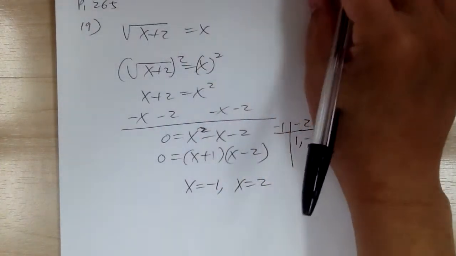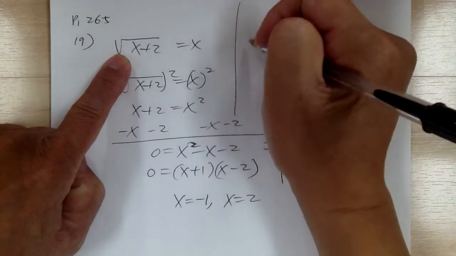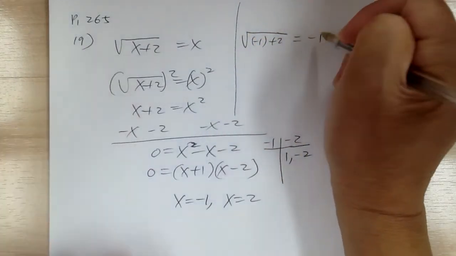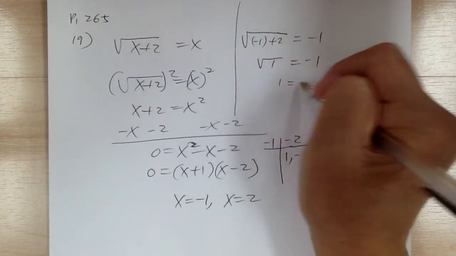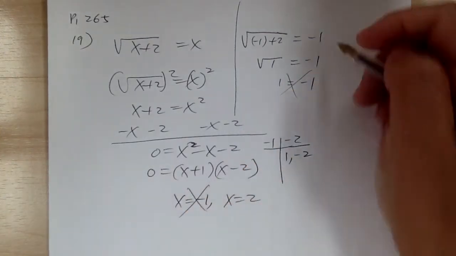Okay, now let's go and come up here, let's go and check answers. So negative 1, so you got square root of negative 1 plus 2 equal to negative 1. So from here you're going to get square root of 1 equal to negative 1. You got 1 equal to negative 1. So this one is no good.